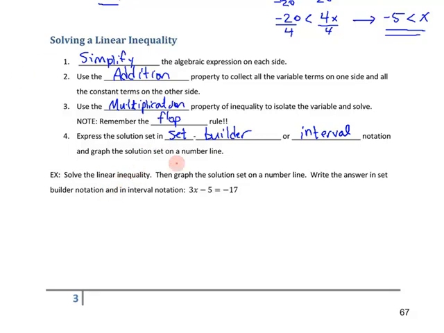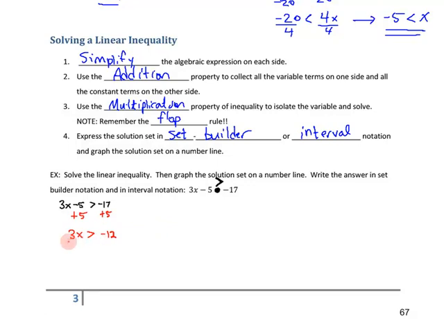Let's solve the following linear inequality. And by the way, I have a typo here. In your notes, change this sign from equals so that it says 3x minus 5 is greater than negative 17. To solve that, we get the x term by itself, which means we can move this 5 across to the other side. So add 5 to both sides, and I'll have 3x is greater than negative 12.